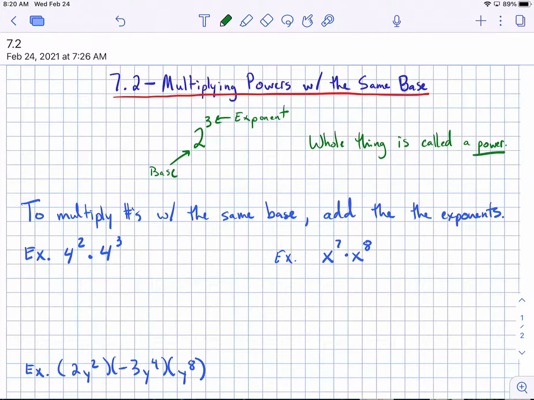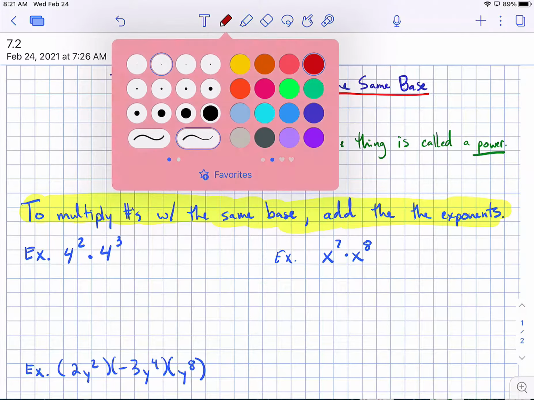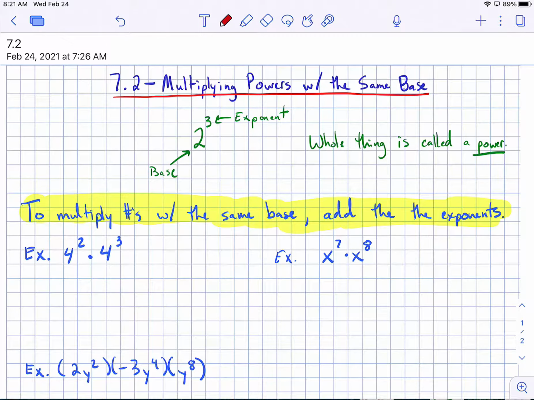So here's what we're doing today, or a big part of it. We're doing a couple of different things, but a big part of it is going to be multiplying numbers with the same base. To multiply numbers with the same base, all we are going to do is simply add the exponents. If you can read that and remember that, no problem. If you're good at memorizing, you're going to be able to remember this pretty easily. But I'm also going to show you why that works.